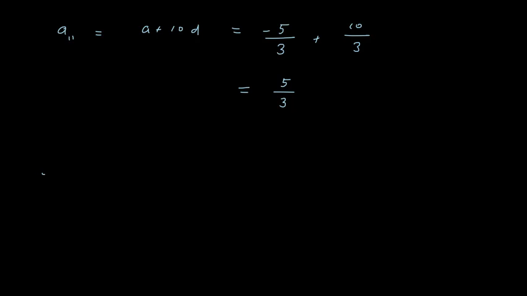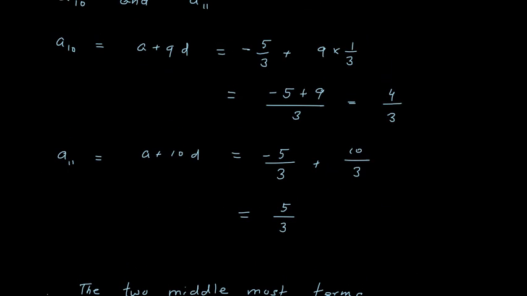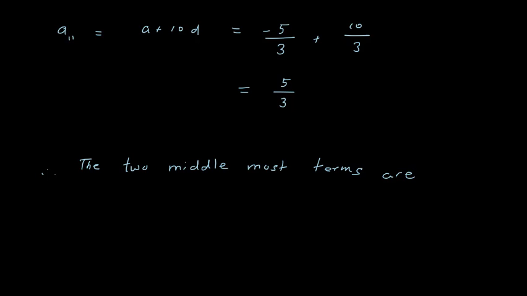So therefore you can say the two middlemost terms are 4 by 3 and 5 by 3. Two middlemost terms are 4 by 3 and 5 divided by 3. These are the two middlemost terms.